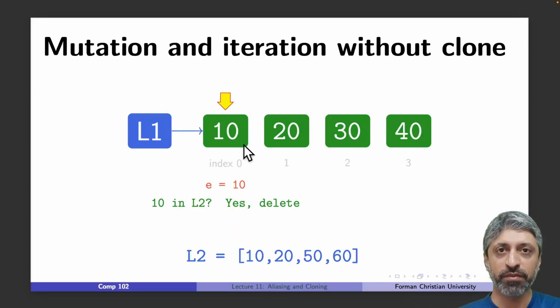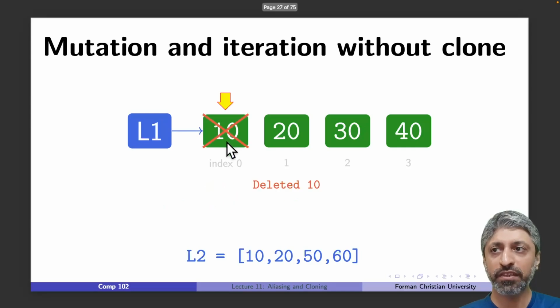Now again, look at this very carefully. Our E is the loop variable. It's going to delete this at this point.